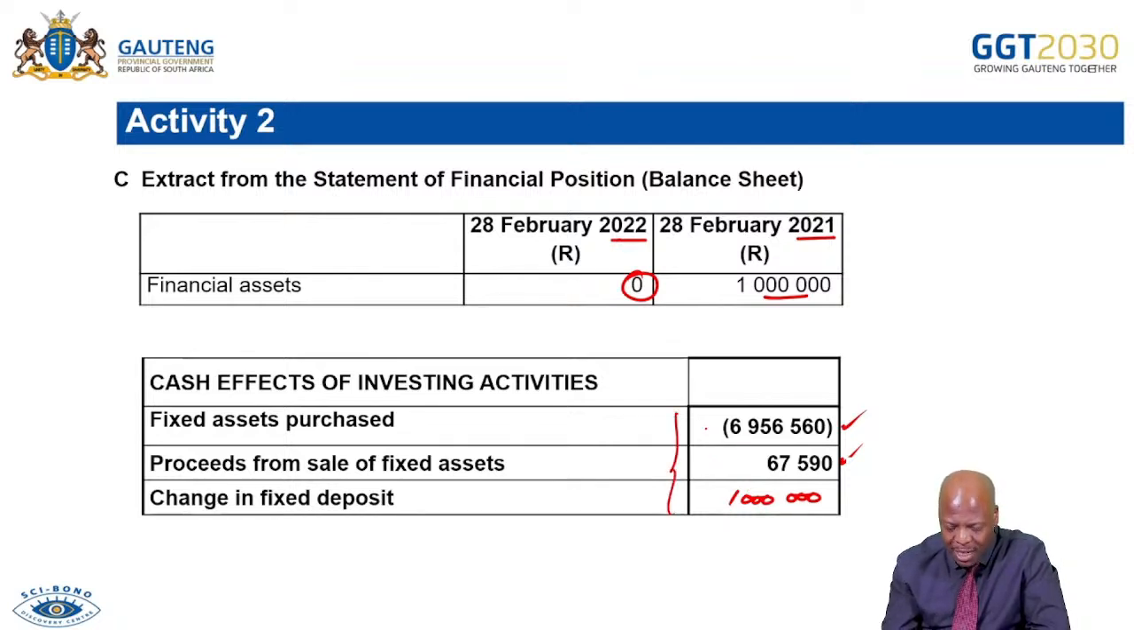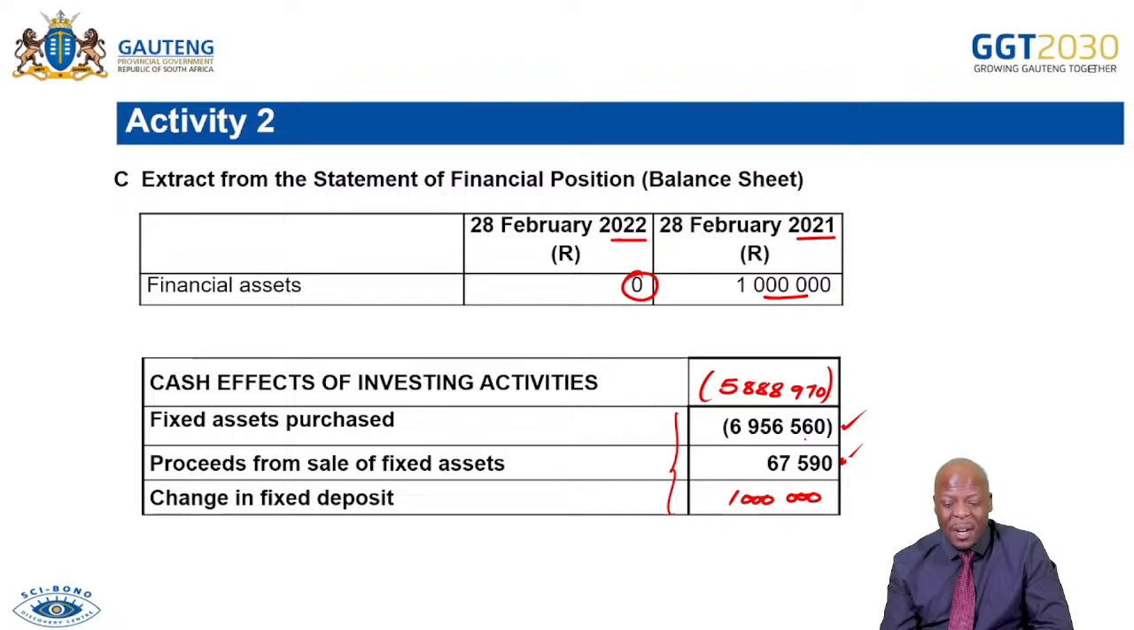So it's a negative 6,956,560, plus 67,590, plus 1,000. Remember, that's a negative and these two amounts are positive. How much do you then get? You get a negative 5,888,970. Are we good? Okay.